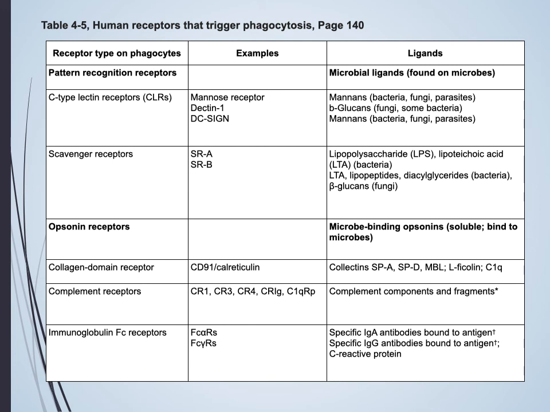Those pattern recognition receptors we talked about earlier can trigger phagocytosis. As I mentioned with the C-type lectin receptors, this is where we can get recognition of the lectin and amylose found on microbes, and we can also get activation of complement, which we'll talk about later on. There are also scavenger receptors that are able to recognize LPS and other molecules coming from microbes.